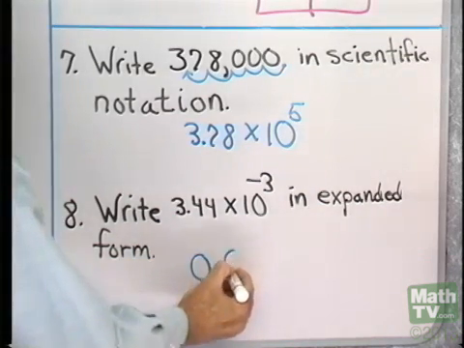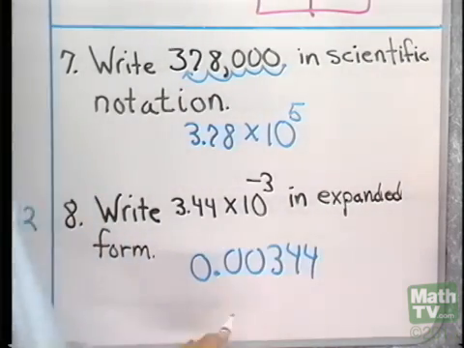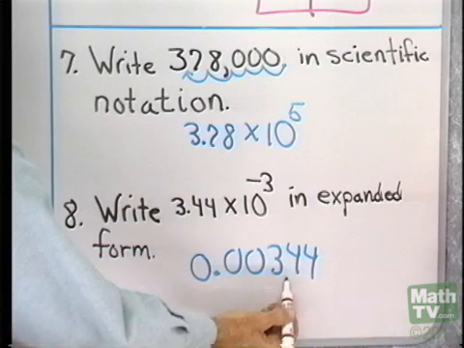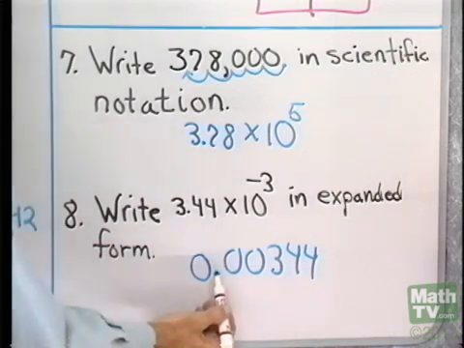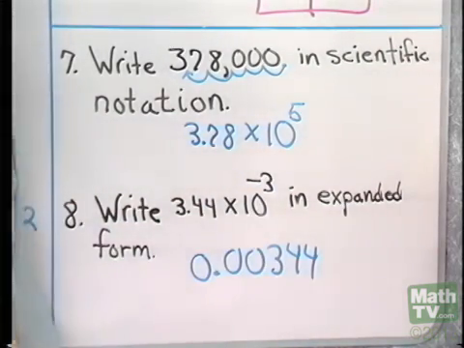So 0.00344. So that means I've taken the decimal point from here and moved it 1, 2, 3 places to the left, which is the same as multiplying this by 10 to the negative 3rd power.